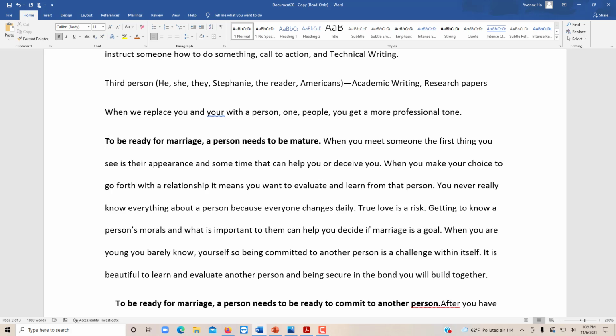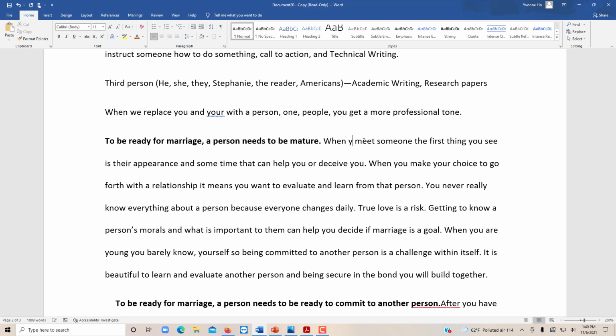And so when we use "you" and "your," that's very conversational English. That means that you're writing the way you talk. And when we write in academic writing, we want a more professional tone, and we don't want to write the way we talk. We don't want to sound conversational. And so in order to sound more academic and more professional and less conversational, we have to replace all of the "you" and "your" with "a person."